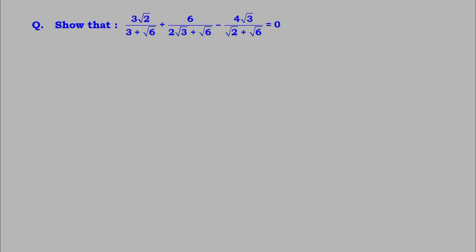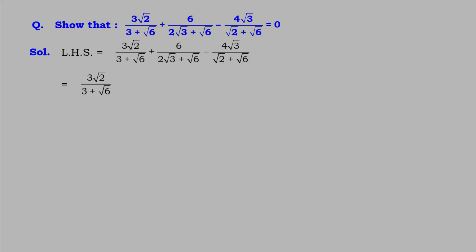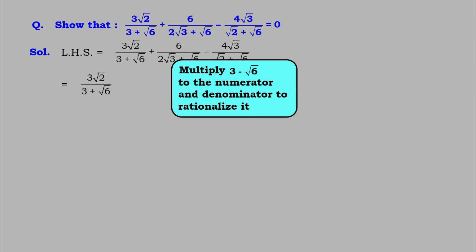Now next question, show that 3 root 2 by (3 plus root 6) plus 6 by (2 root 3 plus root 6) minus 4 root 3 by (root 2 plus root 6) equal to 0. So we have to consider the LHS first. And we have to multiply first. We need to rationalize the denominator. So we have to multiply the conjugate of it, that is 3 minus root 6, in both numerator and denominator to rationalize it.